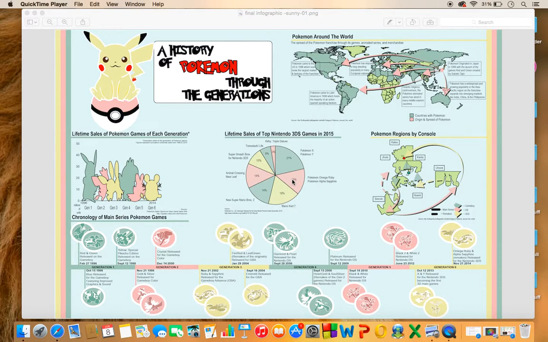Okay, so in this part, I'm going to talk about visual hierarchy, and we're also going to look at the models I used in emulating to create this infographic. Okay, so first of all, visual hierarchy.